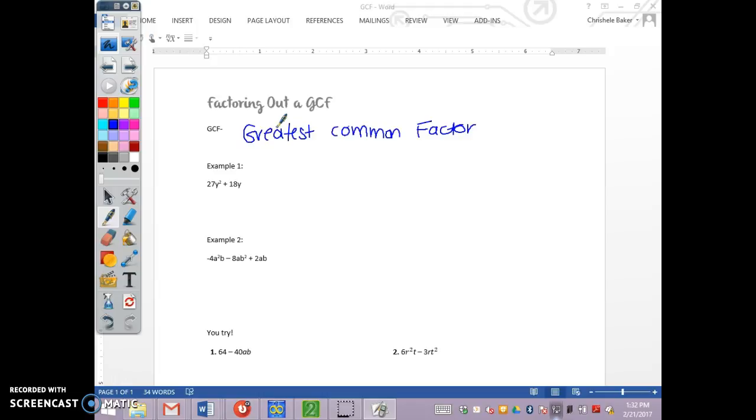So first example, I have two terms here. I want to think about 27. That's 3 times 3 times 3. Y squared is y times y. 18 is 3 times 6, so that's 3 times 3 times 2, and then there's only one y. So I'm looking at what is the greatest and what is common. I can pull out a 9 and a y out of each of them. So I'm going to pull out a 9y.